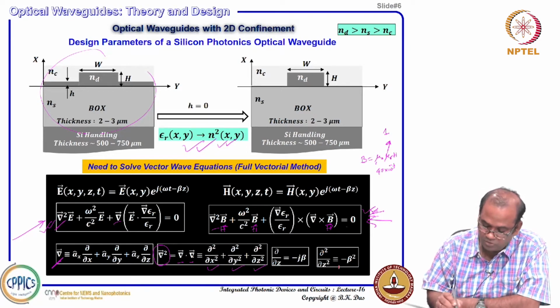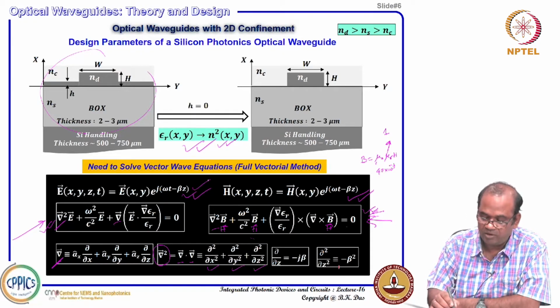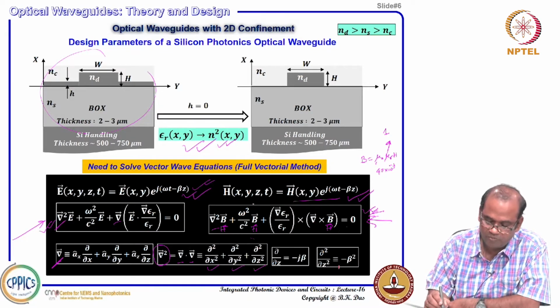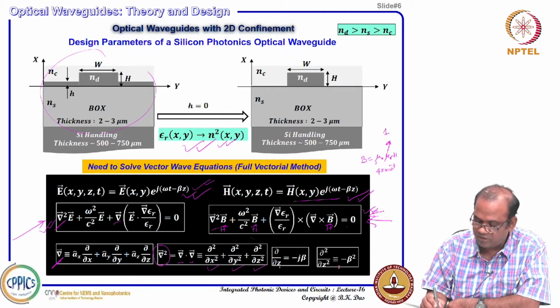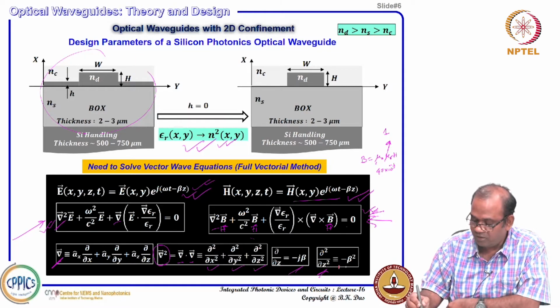And once you have this, you have the mode solutions like this. When a mode is propagating along the z direction, the z dependency is known to you: e to the power minus j beta z for a given mode. That is why, if you take a partial derivative of any magnetic or electric field component with respect to z, you get minus j beta. If you take one more derivative with respect to z, you get minus beta square. This information we know easily.